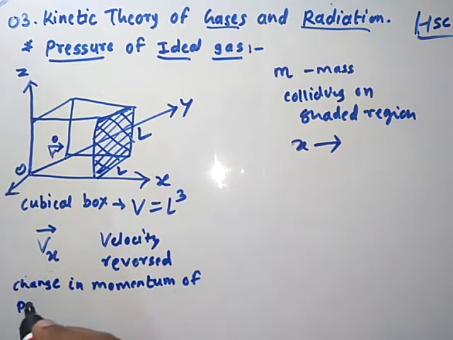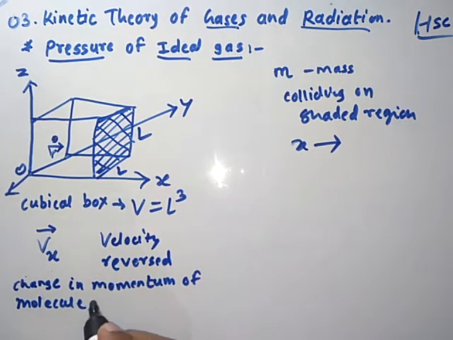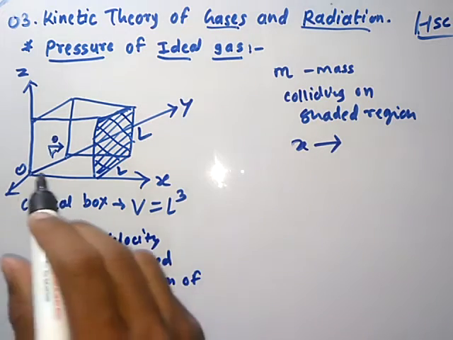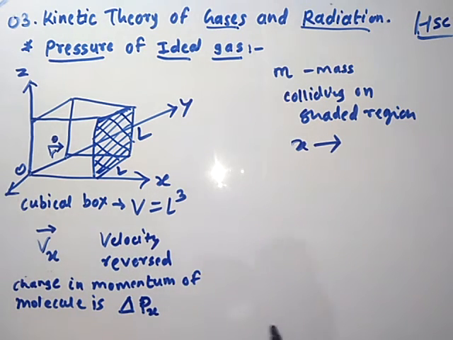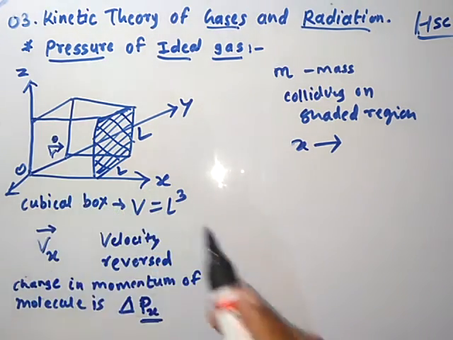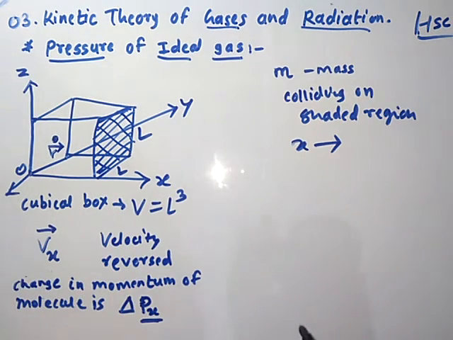of a particle, or suppose a molecule, momentum symbol is p, but change in means delta, and in which direction is it changing? Along x, so delta px. The change in momentum of a molecule is the change in only the x component, and not along the y and z components, because the particle is moving along the x axis only.